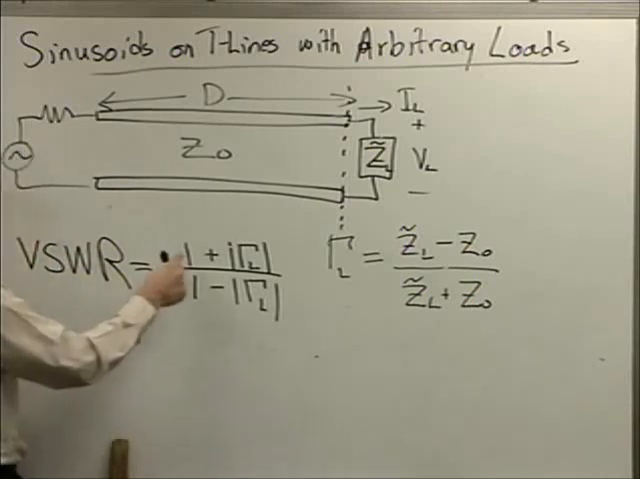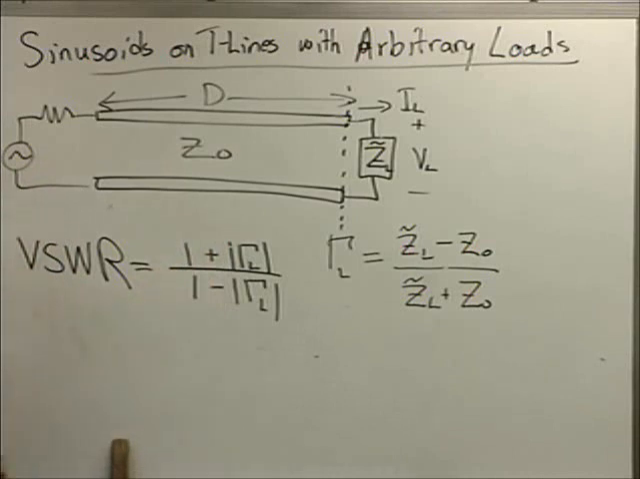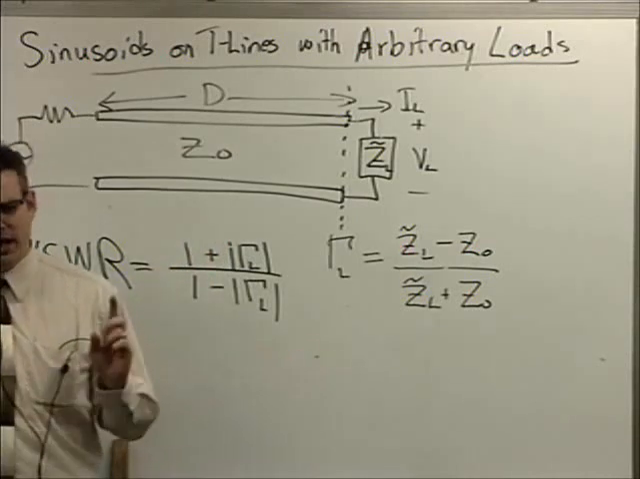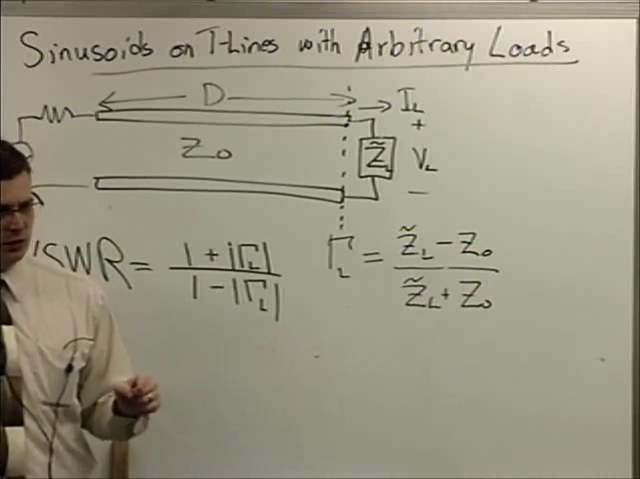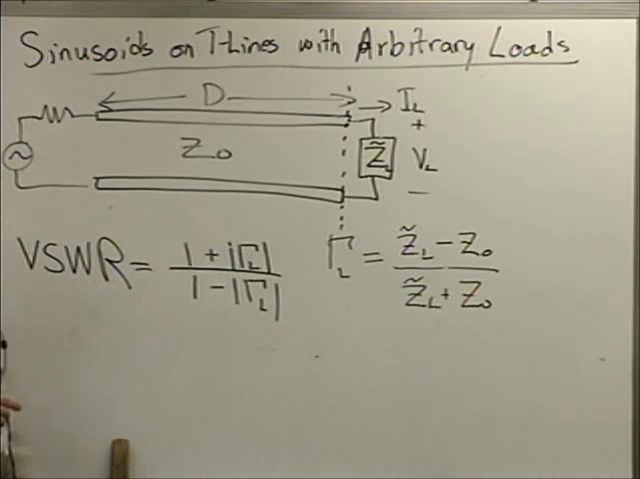And that basically means you're going to get (1 plus 1) over (1 minus 1). Again, VSWR is infinity. I'm reflecting all the signal back. Any other kind of load, though, is going to give you a VSWR less than infinity, greater than 1 but less than infinity, and you can calculate it with this.